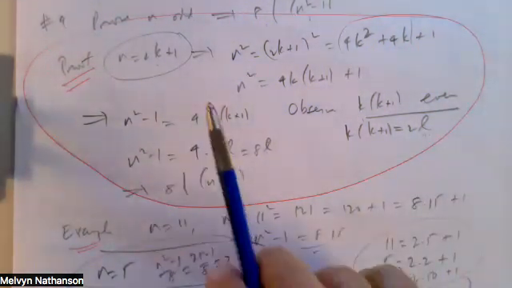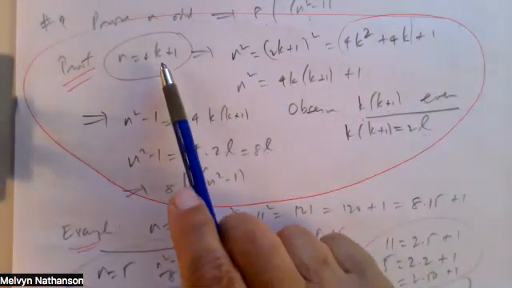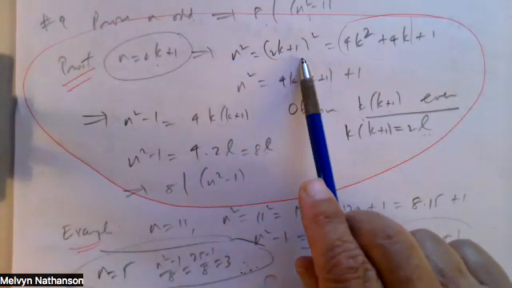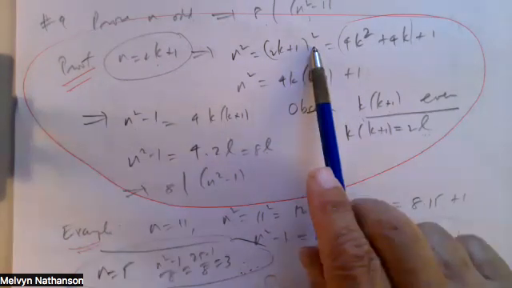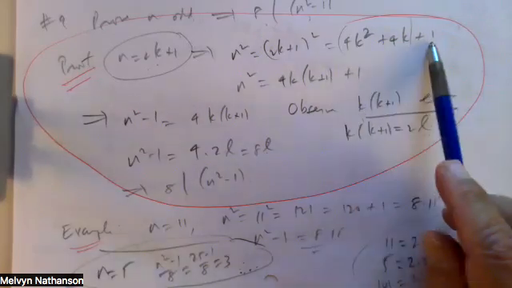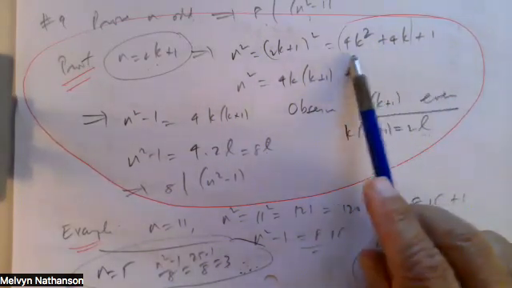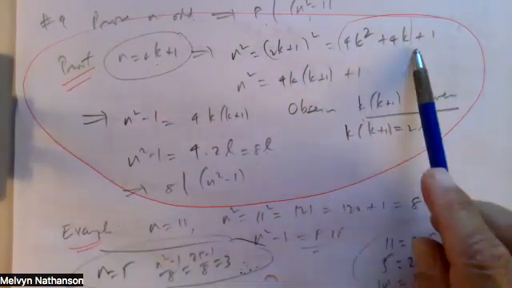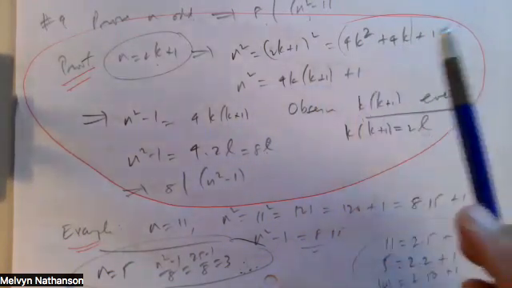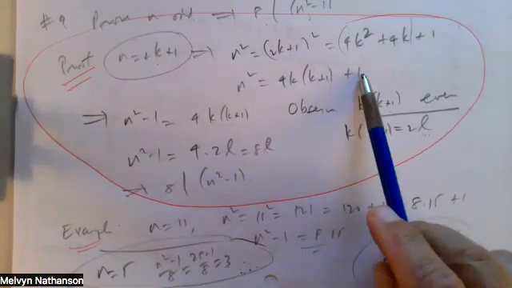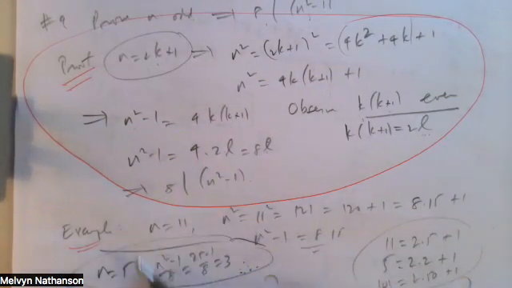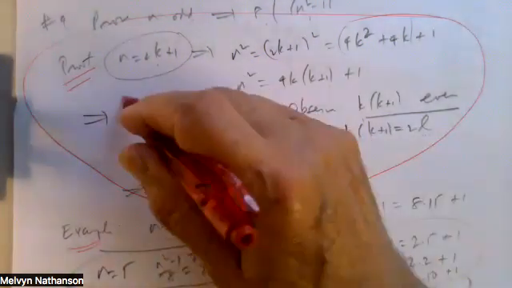Let's just go through what's written. If n is 2k plus 1, n squared is 2k plus 1 squared. That's 4k squared plus 4k plus 1. And if I factor 4k from the first two terms, that's 4k times k plus 1 plus 1. So n squared minus 1 is 4k times k plus 1, right?